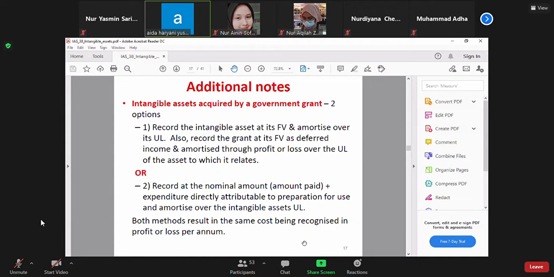Macam contoh yang I tunjuk untuk IAS 20 tu, government bagi some amount of money for the company to purchase machine. Contohnya, machine tu harga 100,000, jadi 20,000 dibantu oleh kerajaan. Contohnya, itu asset dia tangible. Ini asset dia adalah intangibles. Intangibles macam mana? Government bagi hak untuk mining.